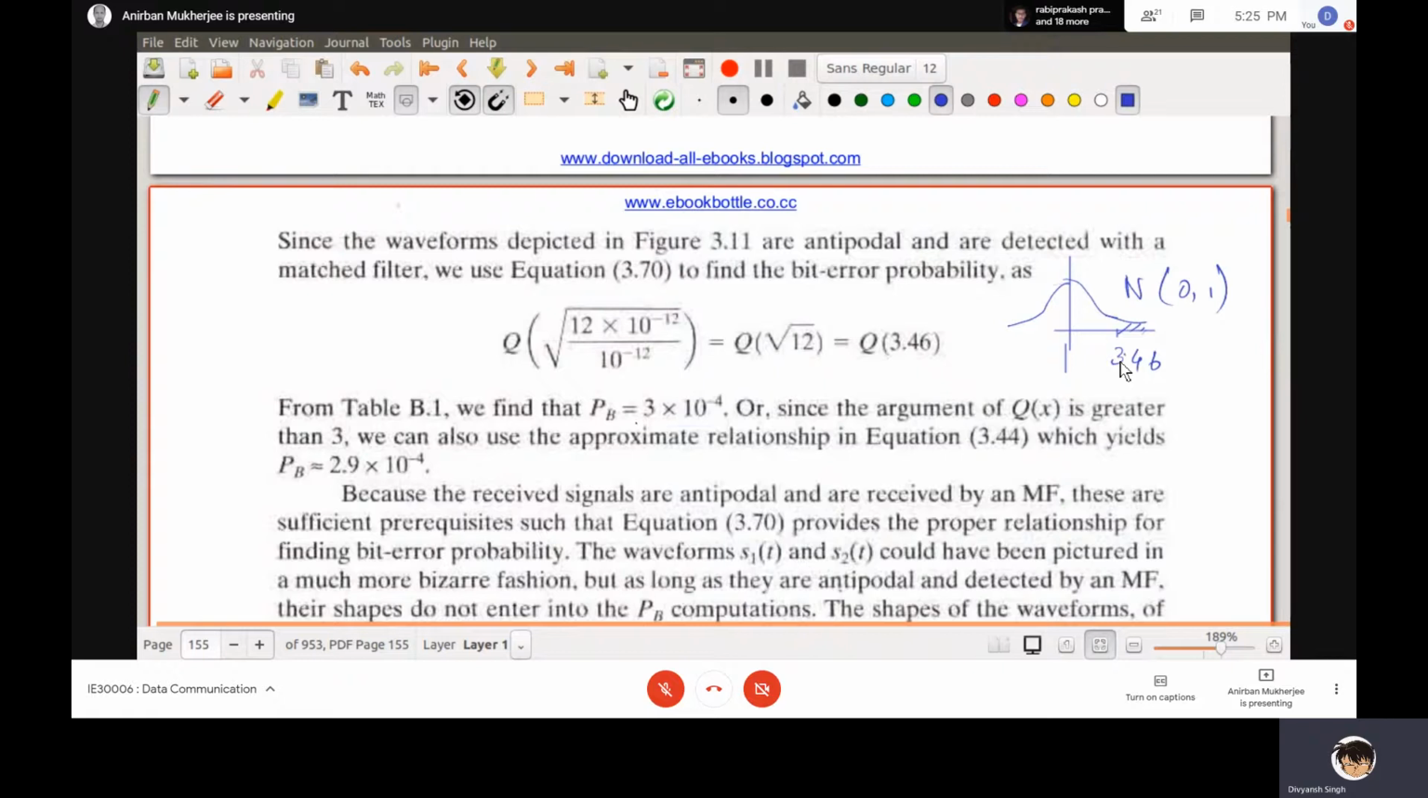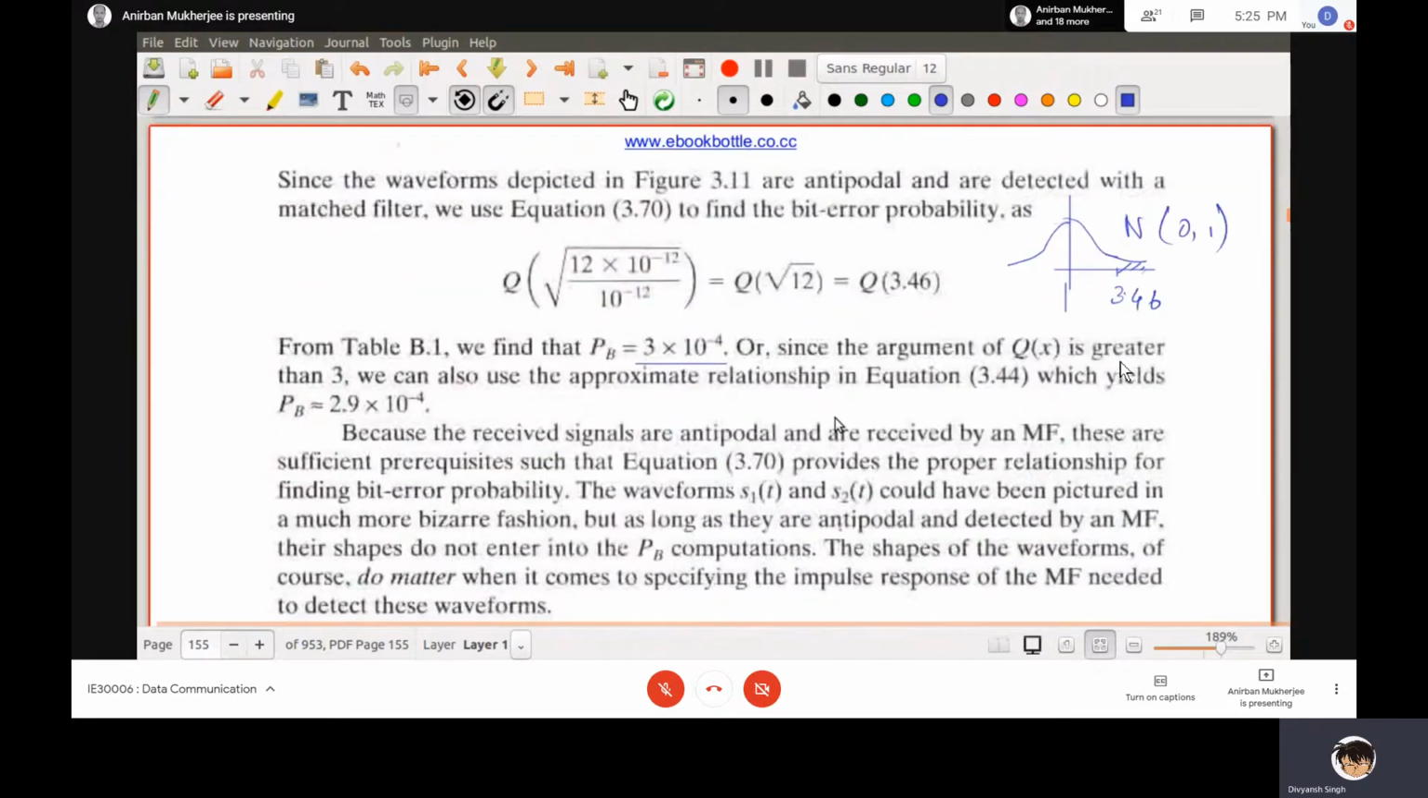Okay, they have calculated Q is 3 into 10 to the power minus 4, the probability of symbol error. Now also you can see that when Q is greater than 3, this is very important, because once the argument of Q(x) is greater than 3, that is if x is greater than 3, we need not calculate this area. Actually, there we can do the direct approximation.